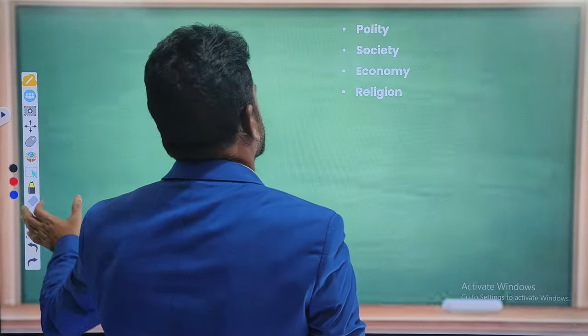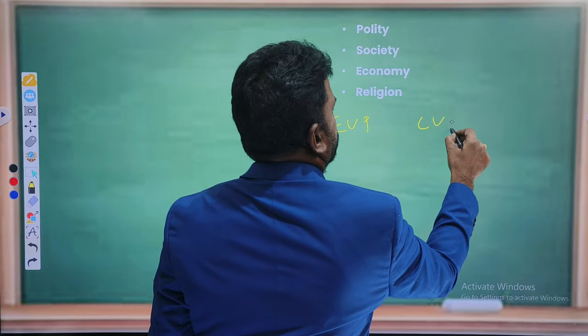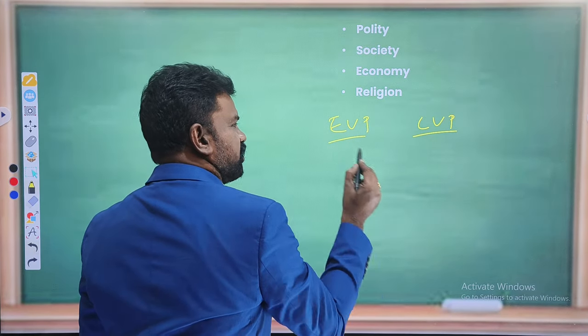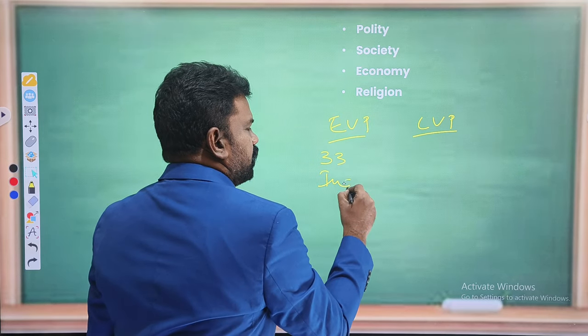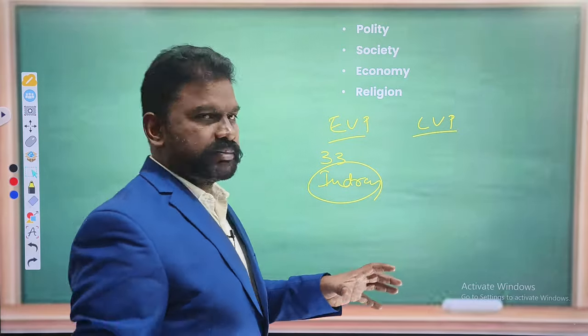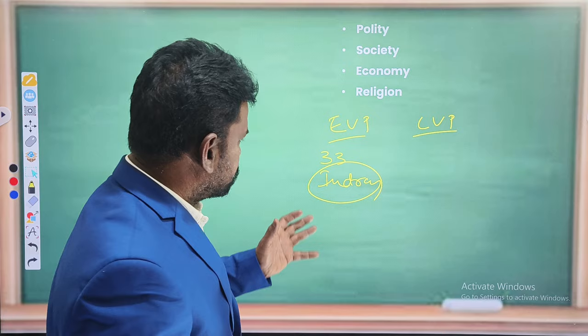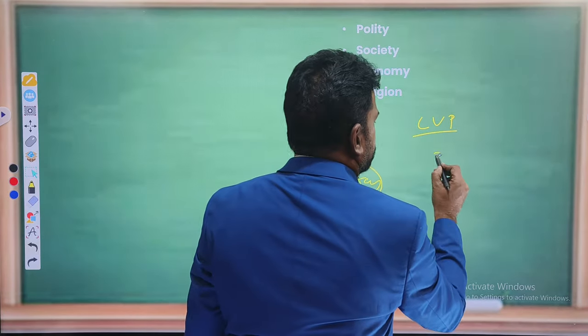After the economy, next is religion. Early Vedic period, later Vedic period. In the early Vedic period, religion was the worshipping of different gods. They worshipped 33 gods. Indra held the first place. Indra was the megastar of all gods. Indra lost his position in the later Vedic period.